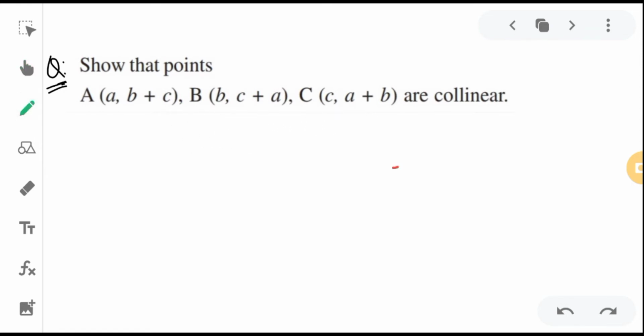Three points are there, A, B and C. We have to prove that these three points are collinear. Collinear means these points will be on the same line. So how can we prove this? To prove this we will use the determinant.